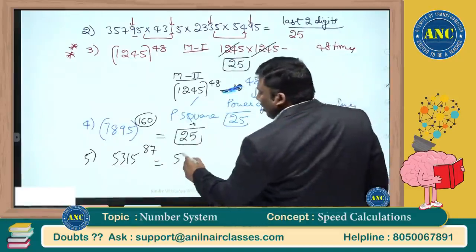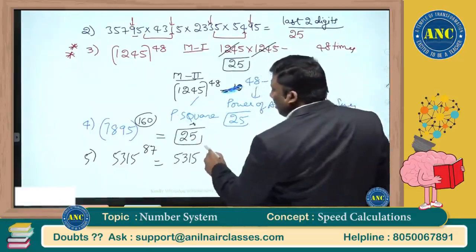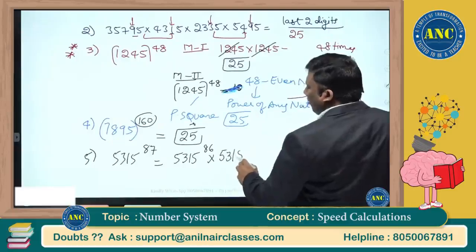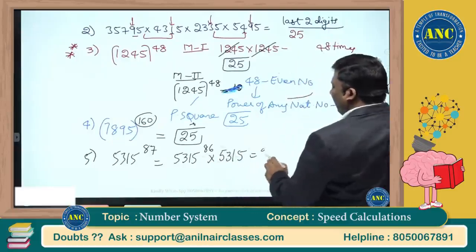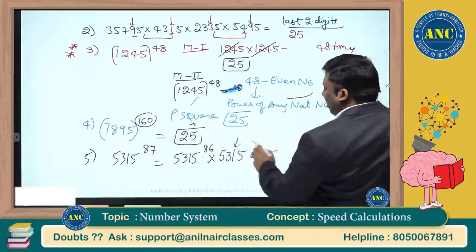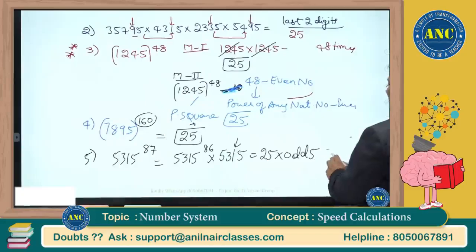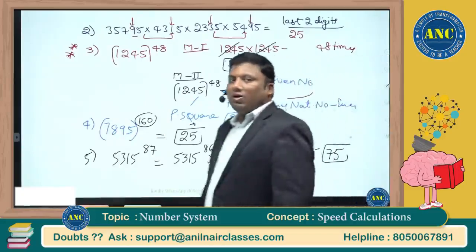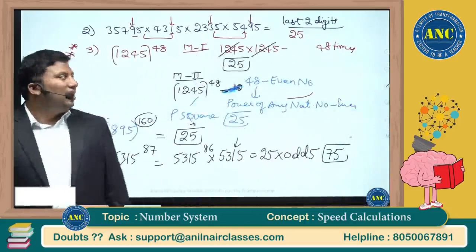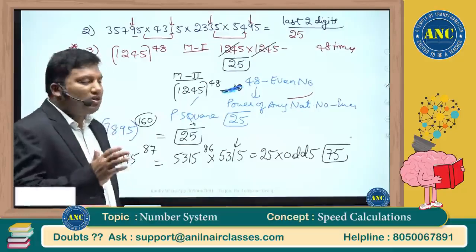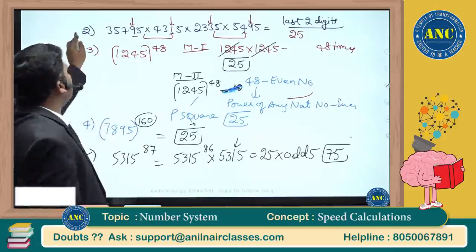If the power is an odd number, you can write it as 5315 power 86 into 5315. This is 25. Tens place 1 is an odd number. 25 into odd 5. Even 5 into odd 5. What are the last two digits? 75. I hope right from the starting basics onwards to an advanced level, these problems are clear.